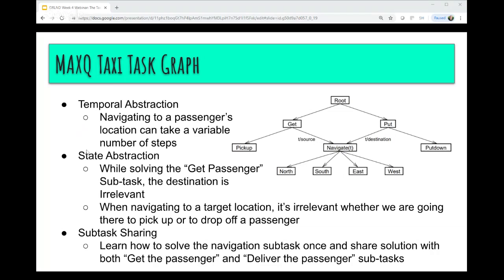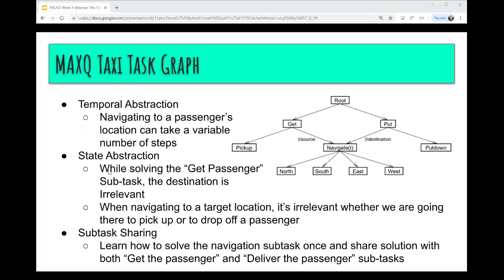And then the second bullet here is probably even easier to understand, and that is that when you're navigating to a target location, it really doesn't matter whether the taxi cab is going there to pick up a passenger or it's navigating to that location to drop off a passenger. As far as navigate is concerned, it's just going to a location, location t, that it's been told, and it doesn't really matter what its purpose is for getting there. It just has to find a way to get there.